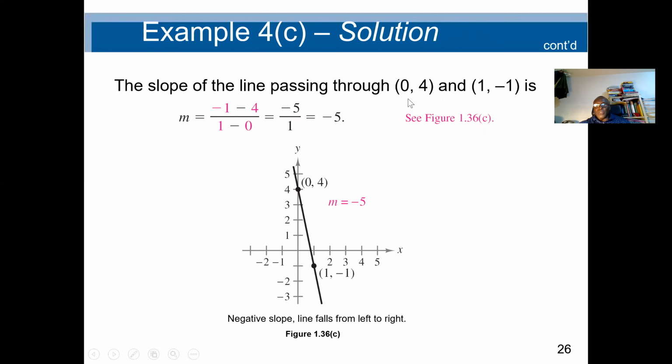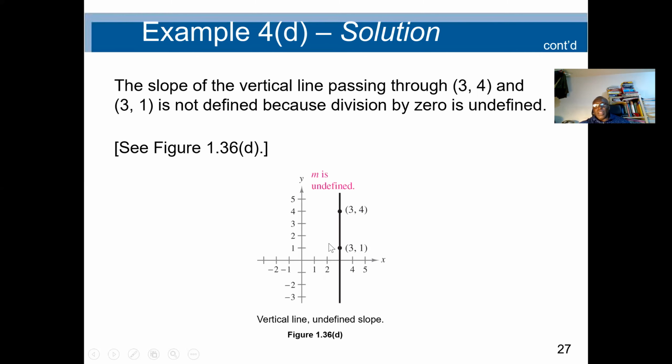The third point, we have 0 and 4, 1 and -1. So y2 will be -1, y1 will be 4. So we get -1 minus 4 divided by 1 minus 0. So that gives me -5/1, and that answer will be negative. So we can see it's decreasing. Negative value is decreasing. Then the slope of a vertical line passing through 4 and 8 is not defined because the division by 0 is undefined. So we can't find the slope here.